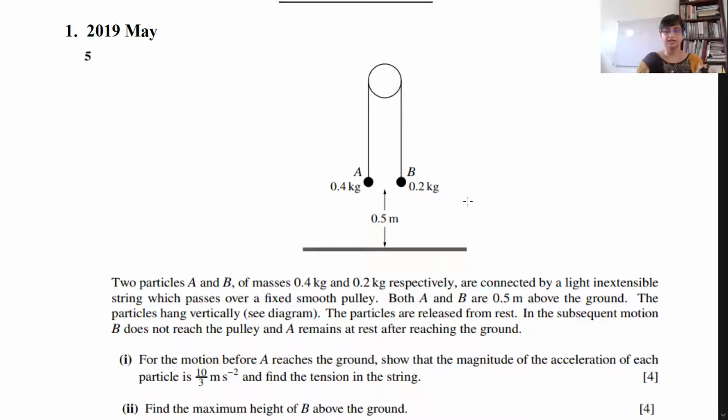Right? So particles are released from rest, and then B does not reach the pulley. So B is going up, A is coming down. They say in the subsequent motion, B does not... no, Mali, don't worry, the house is not on fire.